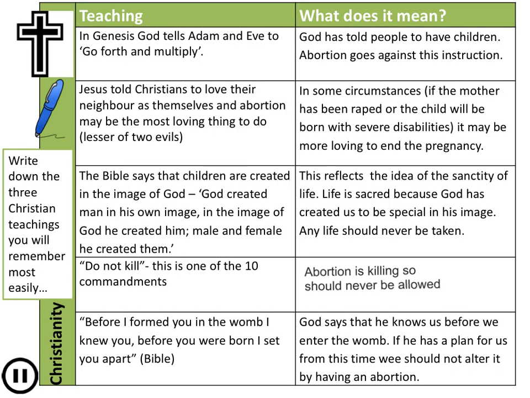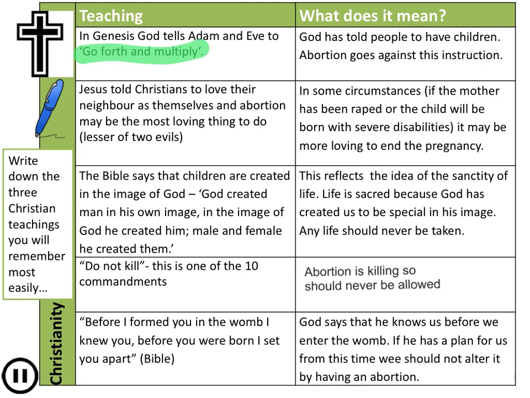Time to look at the Christian views on abortion. Again, write down the 3 Christian teachings that you think you will be able to remember most easily. The first teaching that we could look at is that in Genesis, God tells Adam and Eve to go forth and multiply. This is the idea that one of our purposes on earth is to multiply, to reproduce. If God's told us to have children, abortion seems to go directly against this instruction and would mean that Christians were completely opposed to abortion.